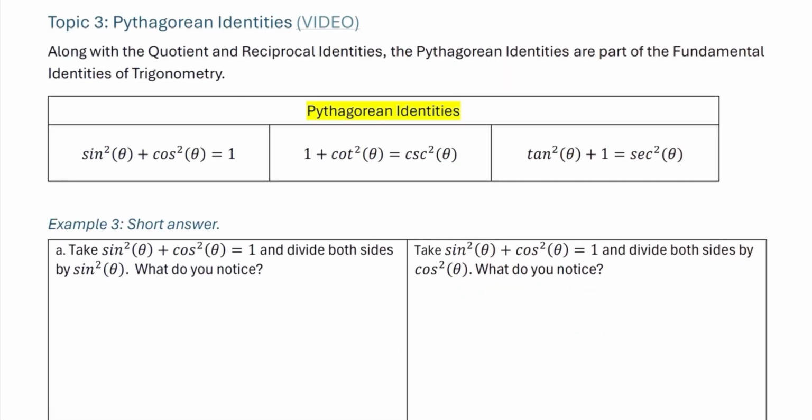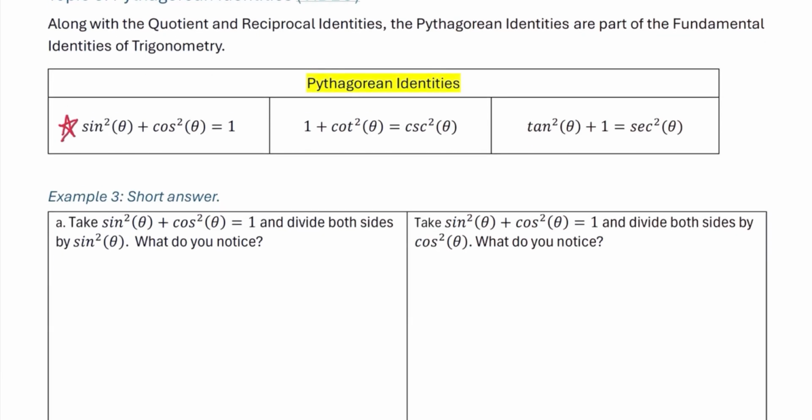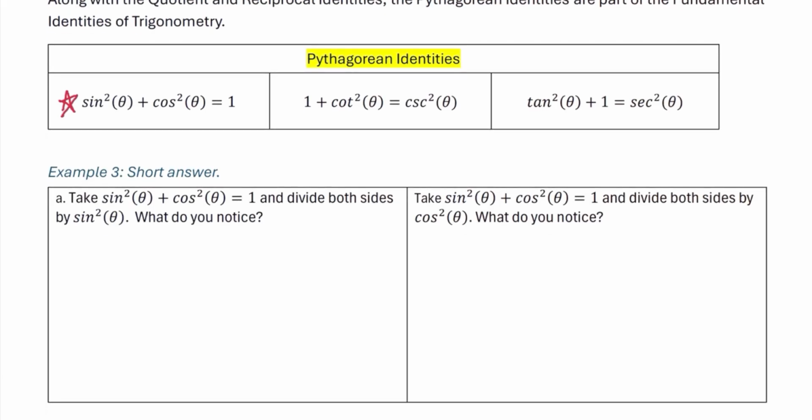For topic 3, we'll be looking at 3 important identities known as the Pythagorean identities. Now I know what you're thinking, great, there's just more identities that I have to memorize. And it's true, while knowing them is going to be beneficial to you, you really only need to know the first one. And if you know this one, sine squared theta plus cosine squared theta equals 1, you can relatively quickly create the others. Let's see that here.